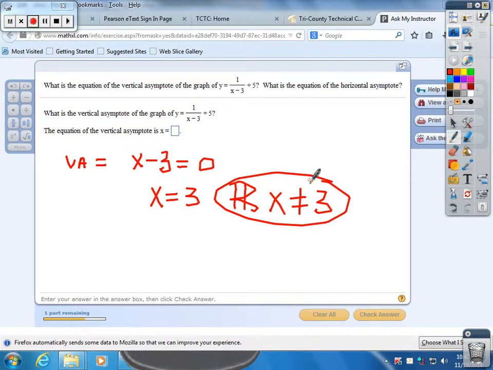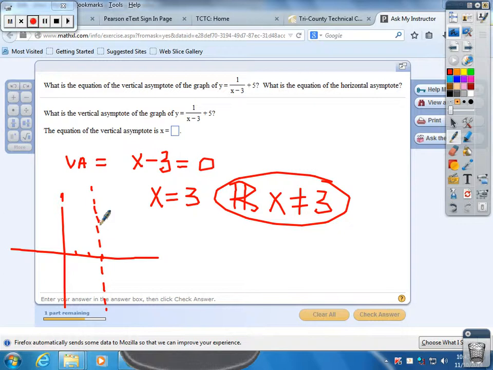Now, in these problems, you're just asked to find the vertical asymptote and sketch it, or just find the vertical asymptote. In this problem, the vertical asymptote is 3. And what is the parent graph? Well, the parent graph is 1 over x. But this minus 3 is with the x, so that means it's a horizontal shift of 3 to the right. And what's the plus 5? That's the vertical shift.